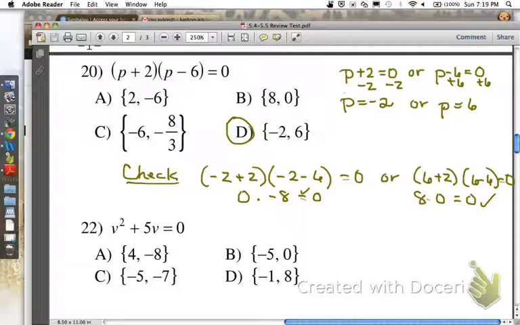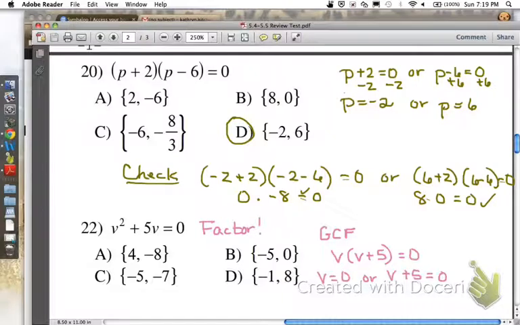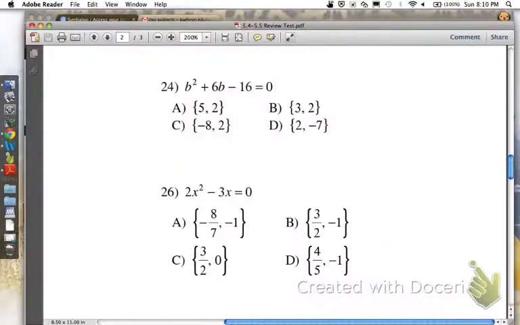On number 22, it's not factored, so it needs to be in factored form before you solve it. It does have a GCF of v. When you factor out v, you have two factors, v and v plus 5. Set them equal to 0 and solve for each variable. One is already solved, and so v is equal to 0 or negative 5, and that would be letter B.